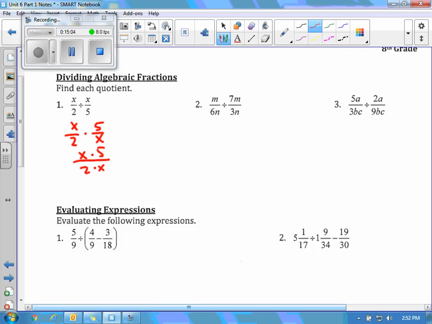I have an x on the top and an x on the bottom. Those can cancel each other out. So I'm just left with 5 halves. Or if I want to make that a mixed number, 2 and 1 half. I'll let you guys do 2.